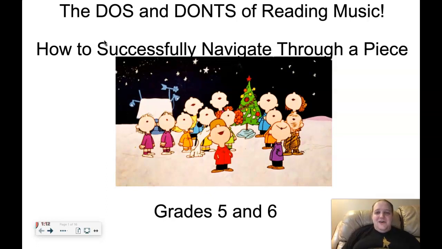All right? So, without further ado, the do's and don'ts of reading music. How to successfully navigate through a piece. This will especially be helpful for those of you who plan on being in elementary chorus or in band. Here we go.